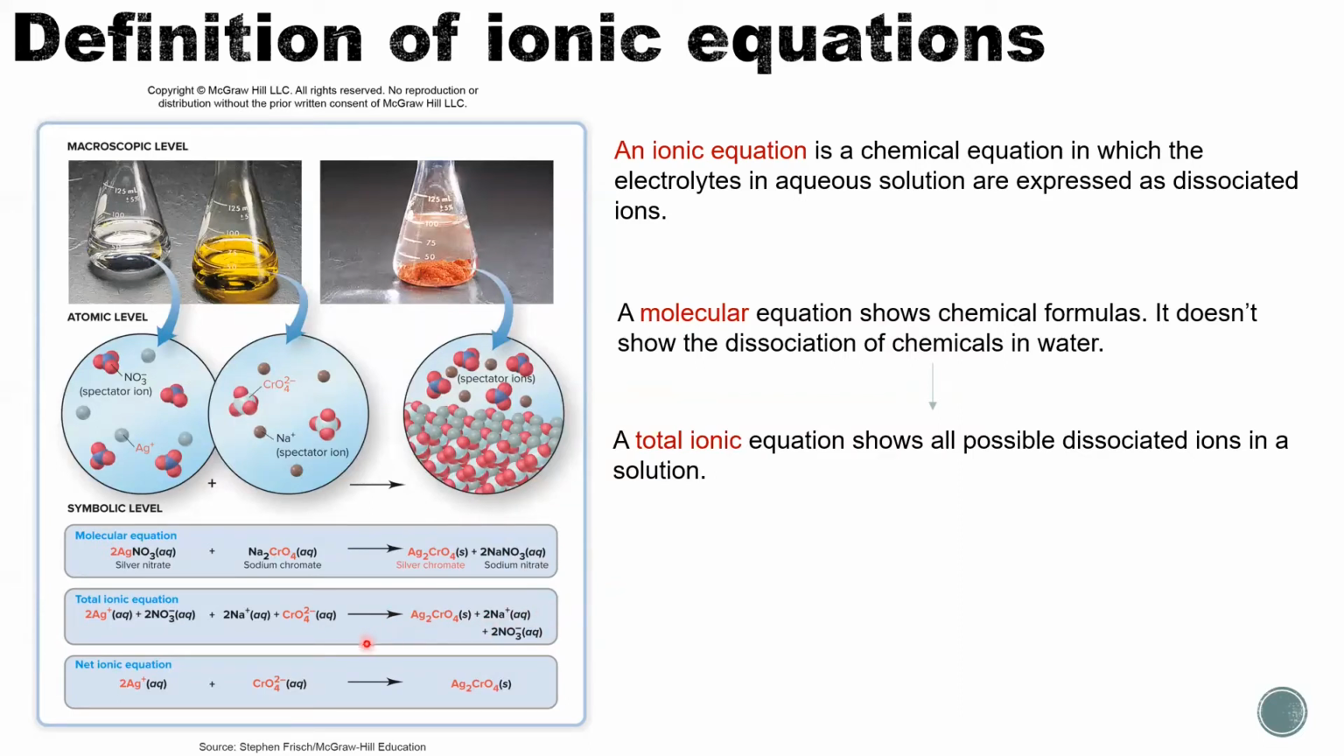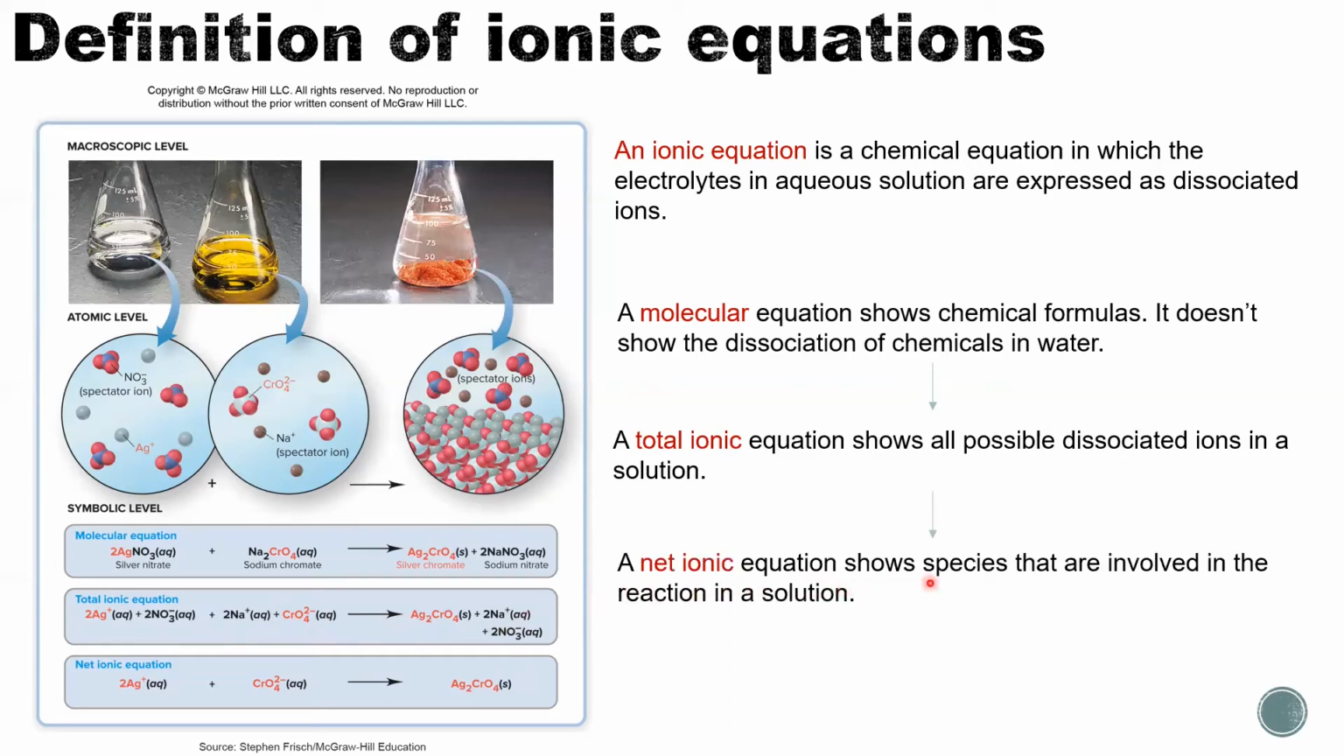However, if you take a close look at it, we have 2 sodium ions in the reactant and 2 sodium ions in the product. These 2 can actually cancel out. So if we cancel out all the same species before and after reaction, we can get the net ionic equation. It only shows the species that are involved in the reaction in a solution. So if we clean up the total ionic equation, what we really get is 2 silver cations react with 1 chromate anion to get the precipitated product, silver chromate. So the ionic equation reflects the true chemical reaction that occurs in the solution.